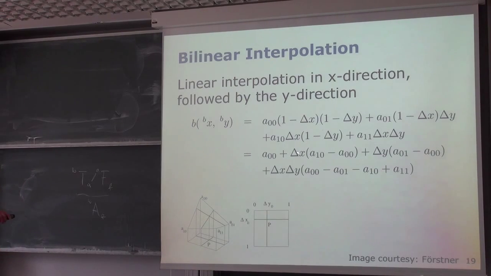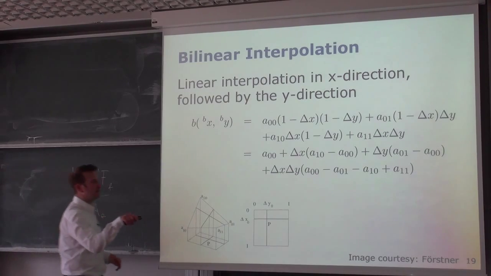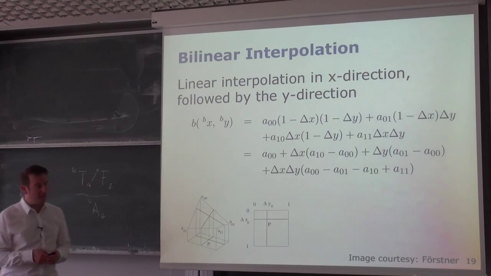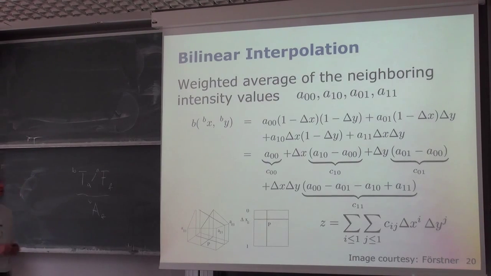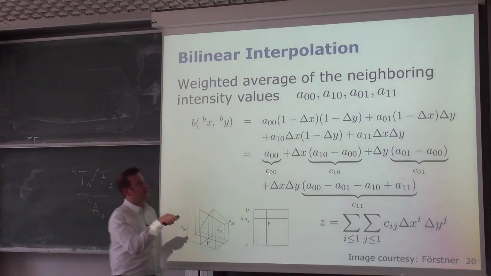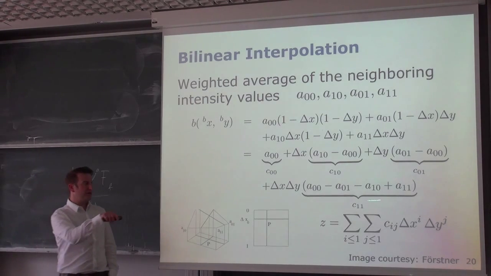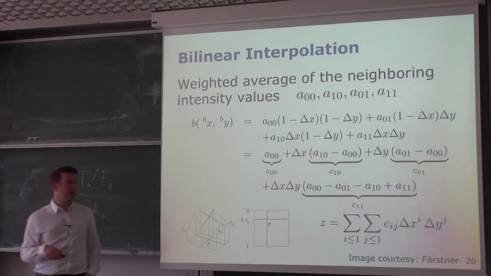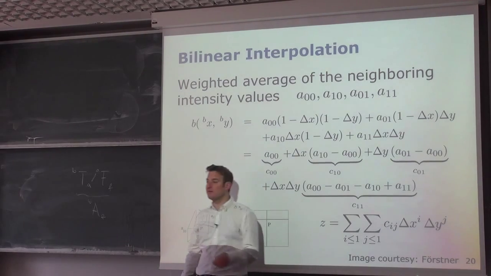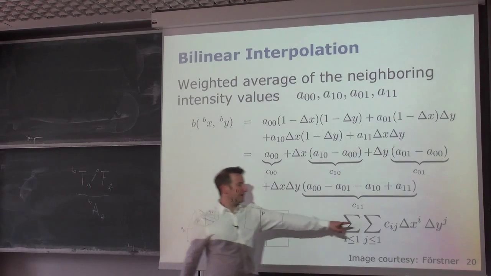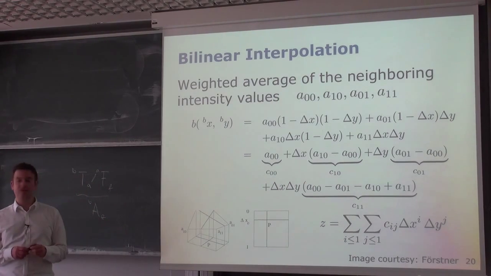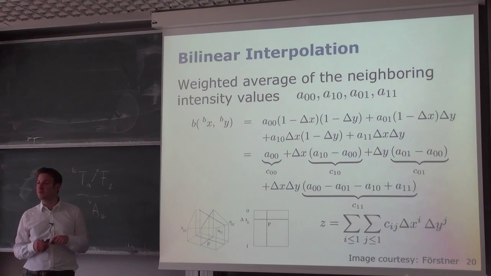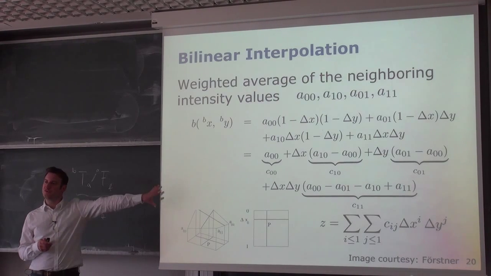Now I can reformulate this: group all the elements which depend on delta x, all the elements which depend on delta y, and the elements that depend on the product delta x, delta y. Then I have other coefficients here, those 4 elements, which are again constants, so I can write them as coefficients C00, C10, C01, C11. With these coefficients, I can express this interpolation scheme as a sum for the elements i and j, ranging in this case from 0 to 1, of my coefficient times delta x to the power of i and delta y to the power of j. Using this interpolation scheme, I directly obtain a way of computing those intensity values. Any questions about this procedure?